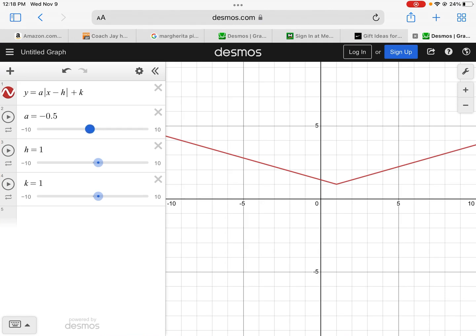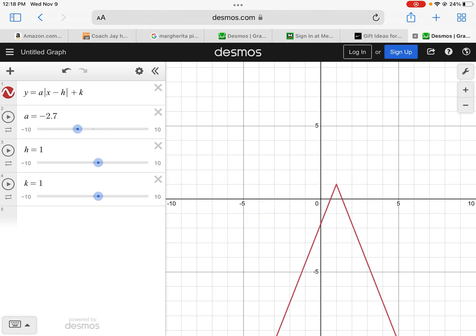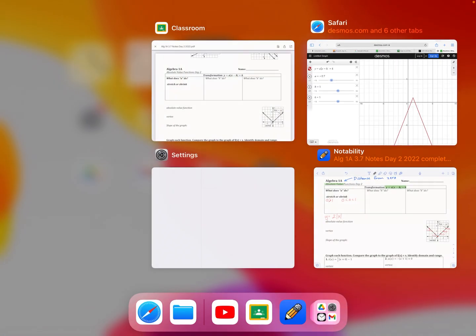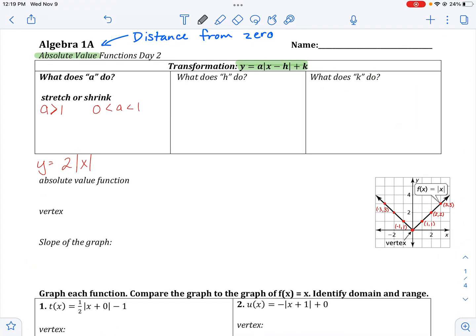A can also do something else. If I were to make a negative, it can flip my graph over the x-axis. It can flip it down. It can flip the graph up and down depending on if a is positive or if a is negative.